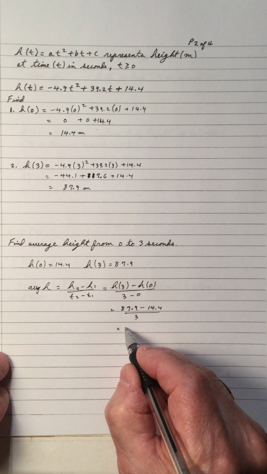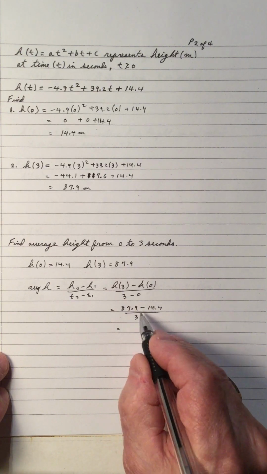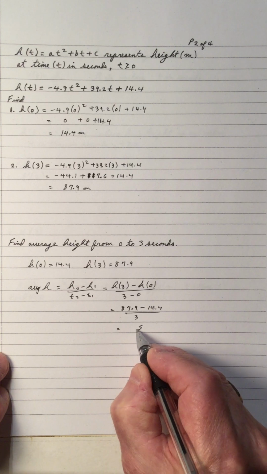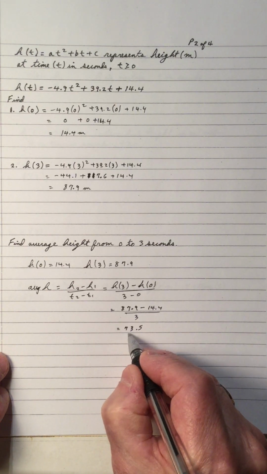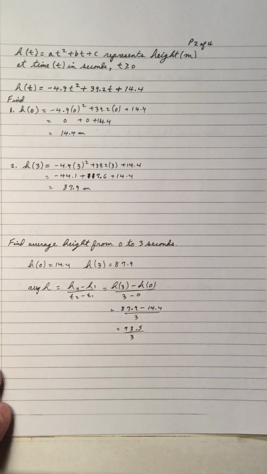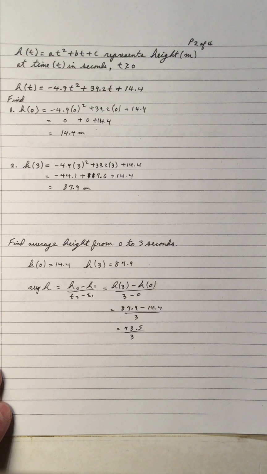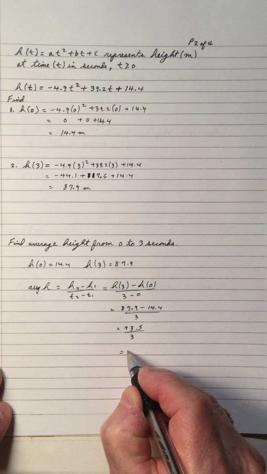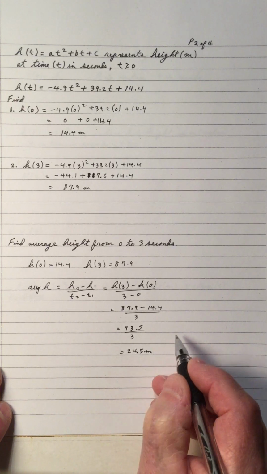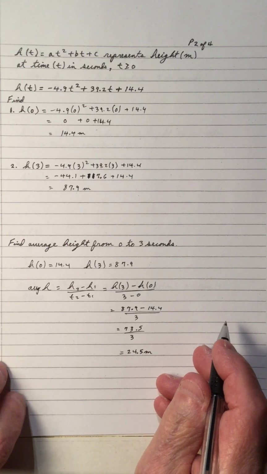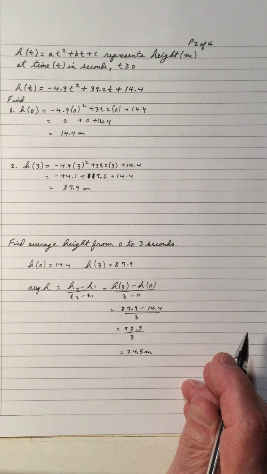So that gives us 73.5 divided by 3, and you're going to get the average height over that span: 24.5 meters. The average height. So let's go on and do more.